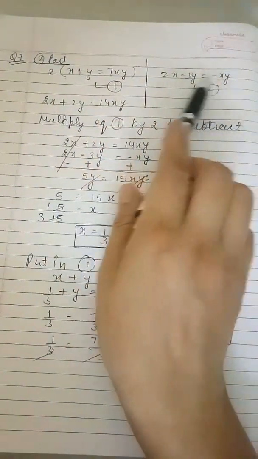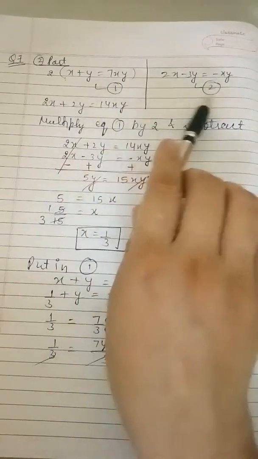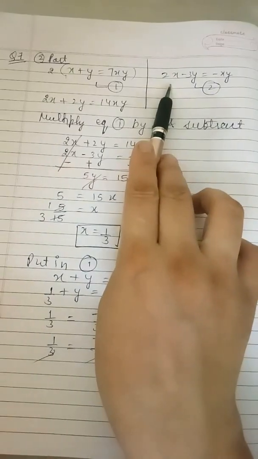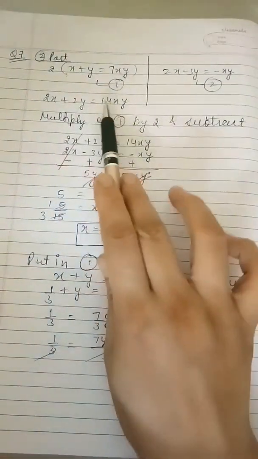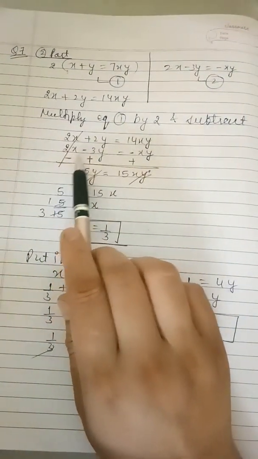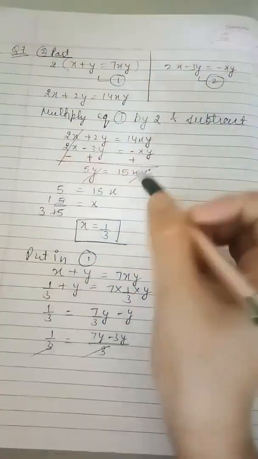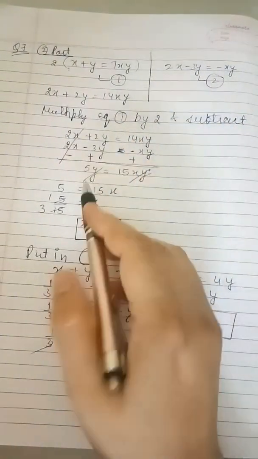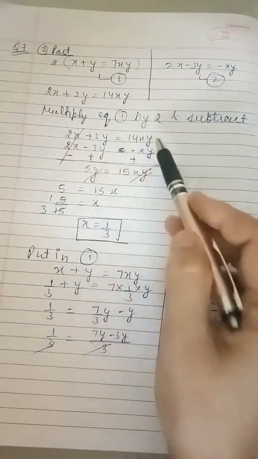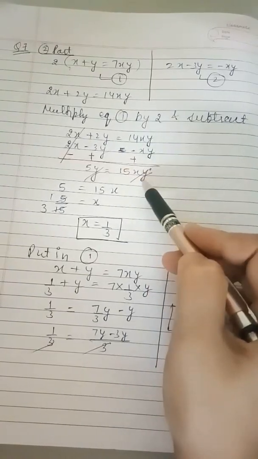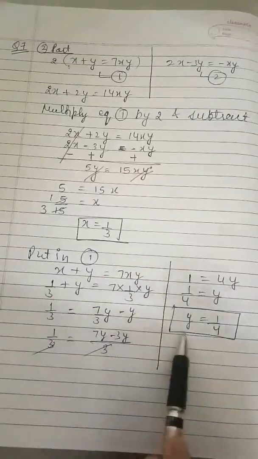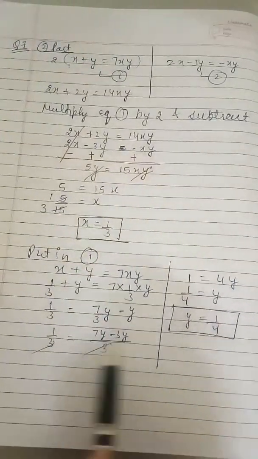So question number 7, second part. This is a statement. So this we can do by the simple elimination method by equating coefficients. So this you will multiply by 2 because their first coefficient is 2x. So after multiplying by 2 we have to subtract them. So 2x plus 2y equal to 14xy. 2x minus 3y equal to minus xy. So here you have to change the sign. Here minus plus plus. Then it will cancel. Plus 2 and plus 3, it is plus 5y. 14xy plus xy is 15xy. So then from here you will find the value of x. Then put it in equation number 1 and you will find the value of y. So like this we can solve this question.